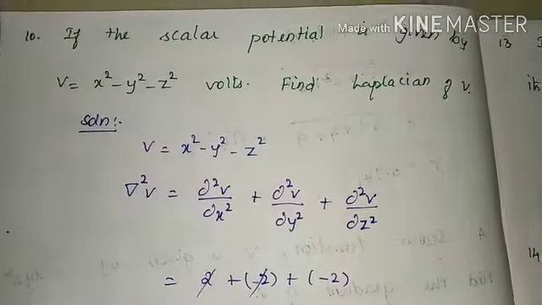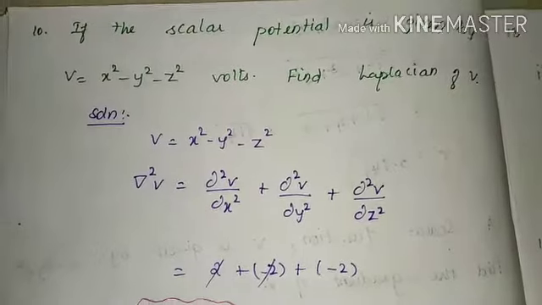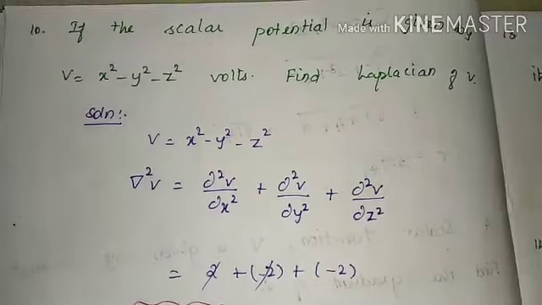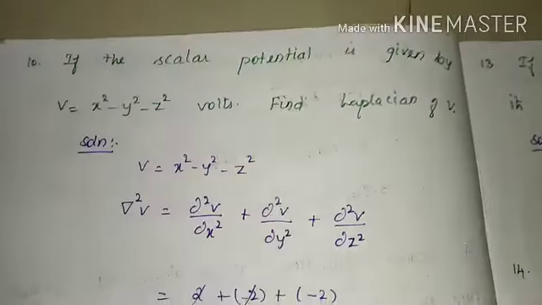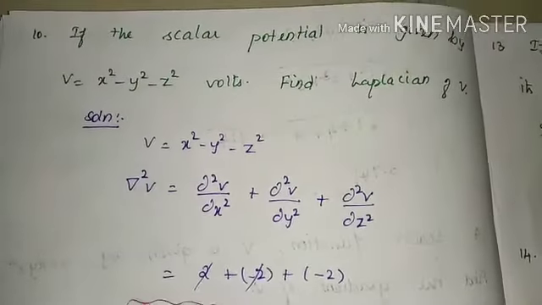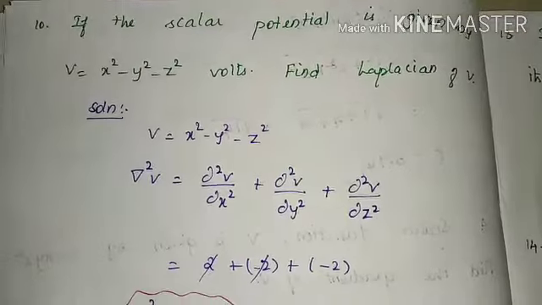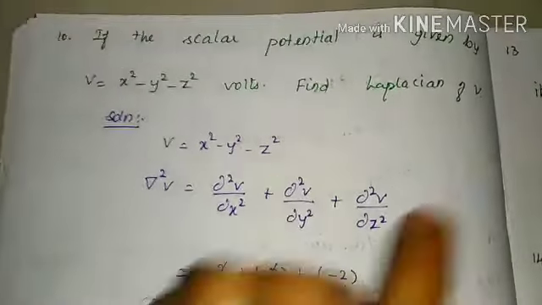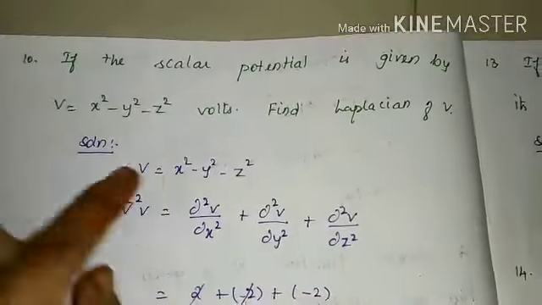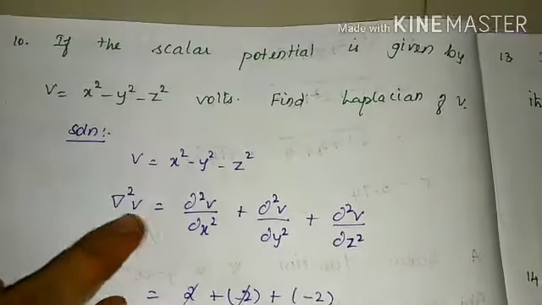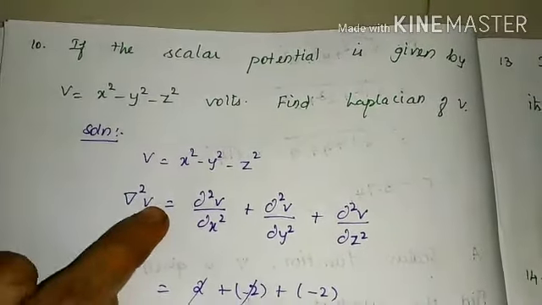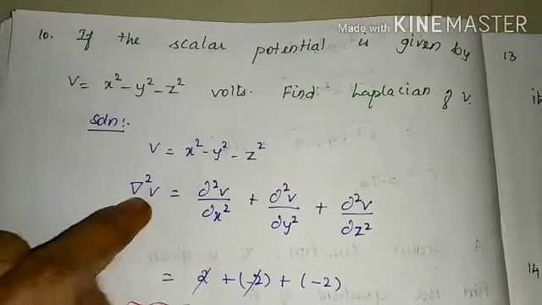See our next problem, problem number 10. If the scalar potential is given by v is equal to x squared minus y squared minus z squared volt, find the Laplacian of v. So the Laplacian is del squared v. See, gradient in the sense del v, so Laplacian in the sense del squared v.